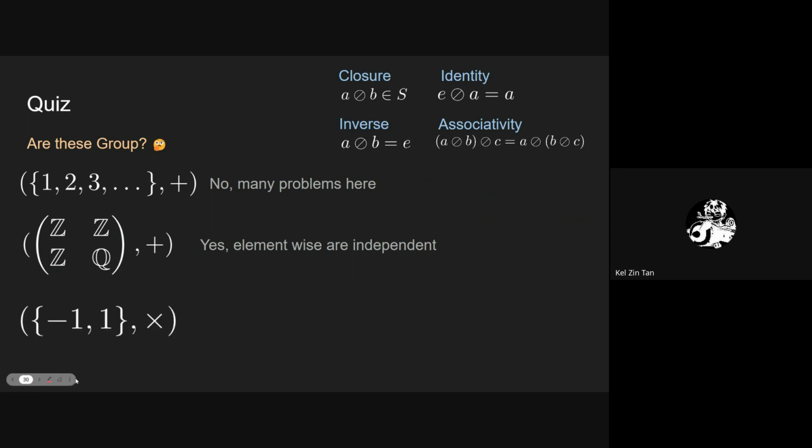Okay, so now what about this? This only has 2 elements, -1 and 1, and it is doing the multiplication. So now, is this a group?